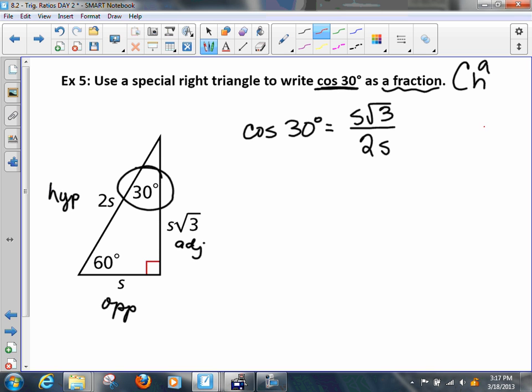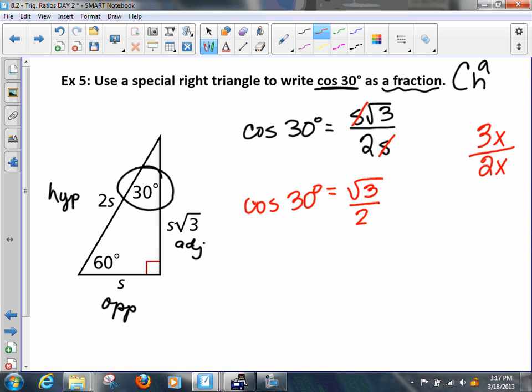What if I had this? And I said to simplify it, what would you do? I'd cross out the X. They can reduce, can't they? So cross out the S. And what do you end up with? We end up with the cosine of 30 degrees is equal to root 3 over 2.